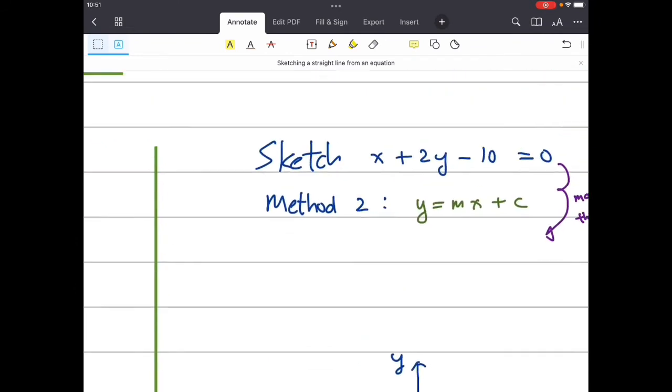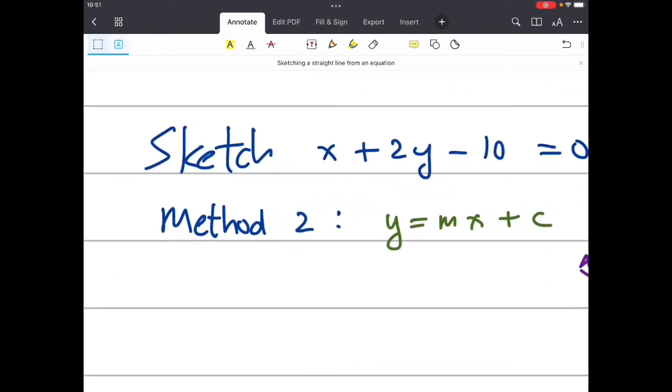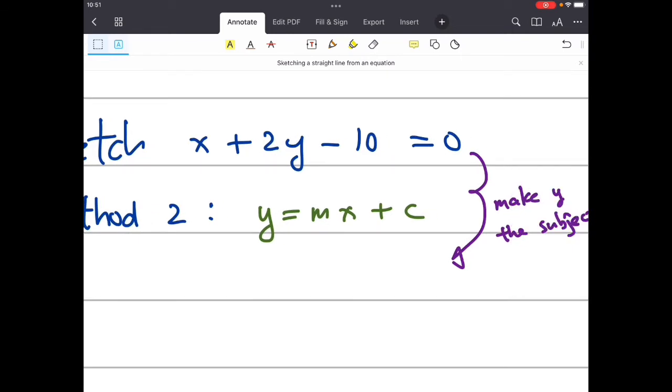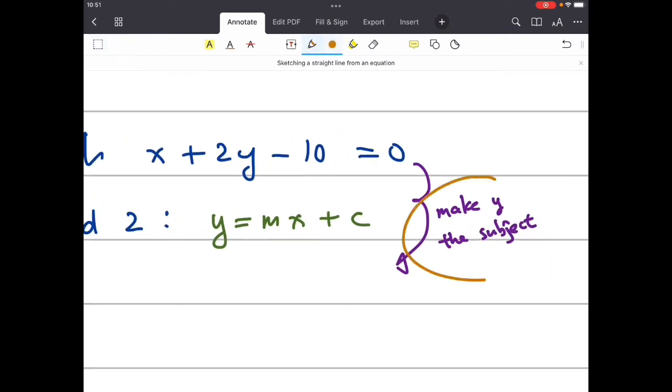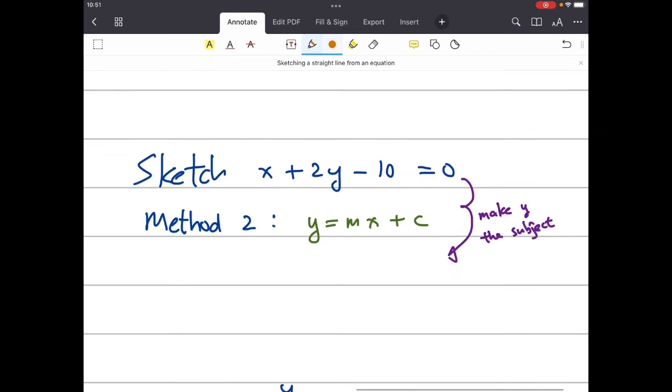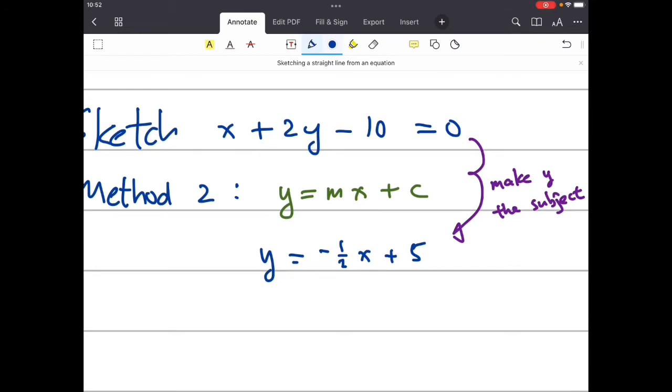For the second method, we try to find out the slope-intercept form. Therefore, we need to make y the subject first. To save time, I give you the final form. You have y equals to negative 1 over 2 x plus 5. With the slope, here this is the slope, and the y-intercept alone, you can actually quickly sketch the diagram.